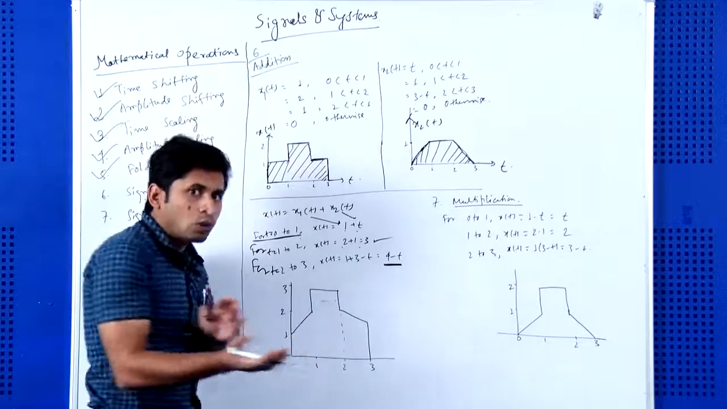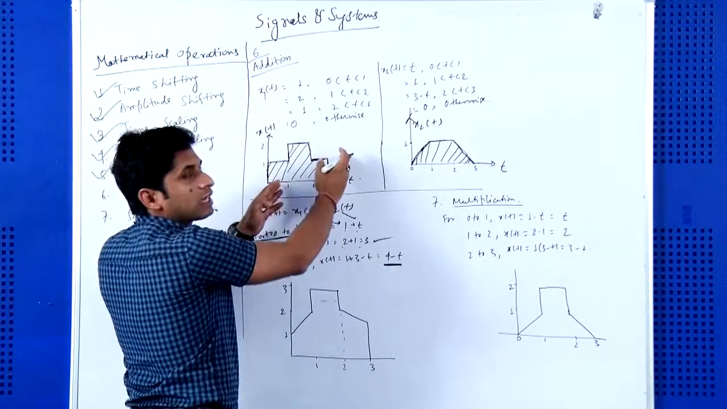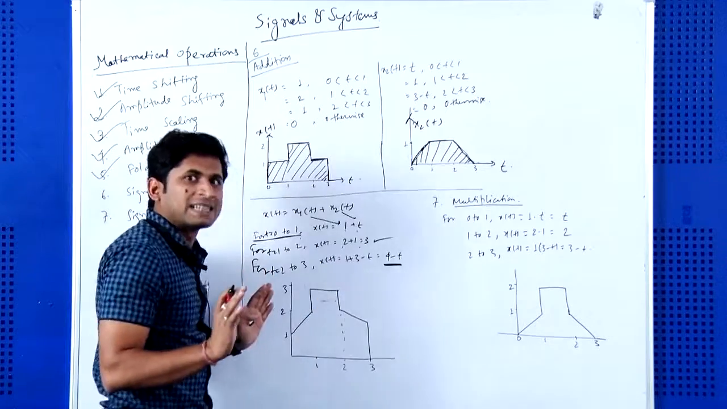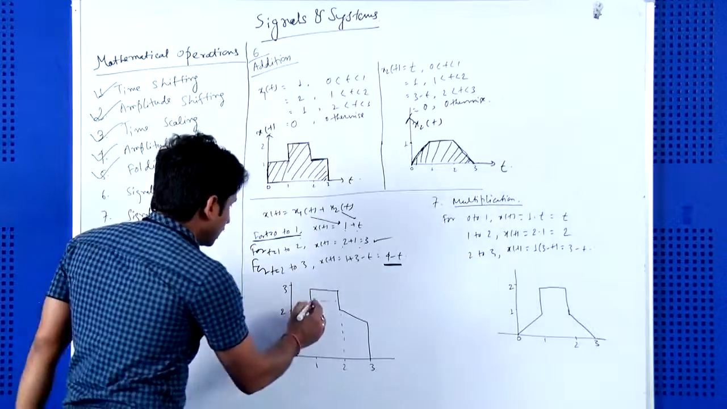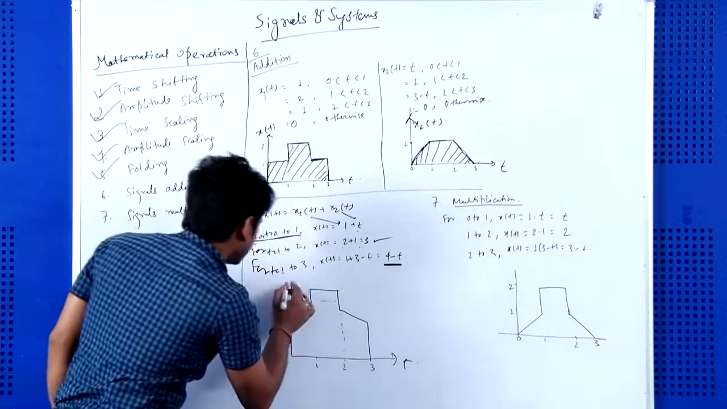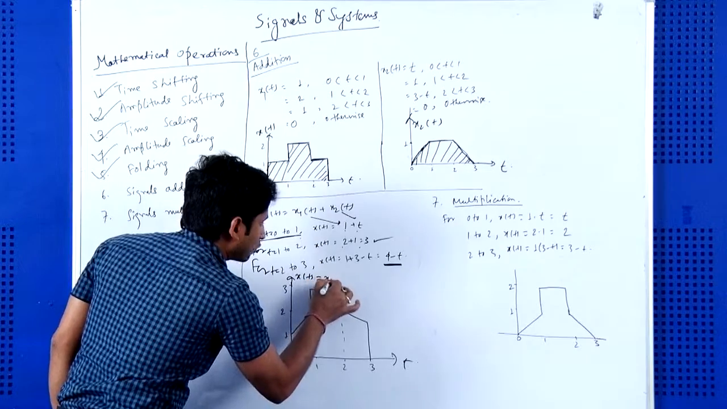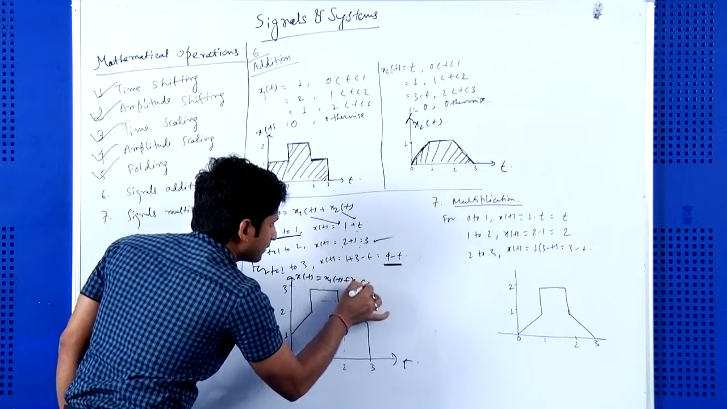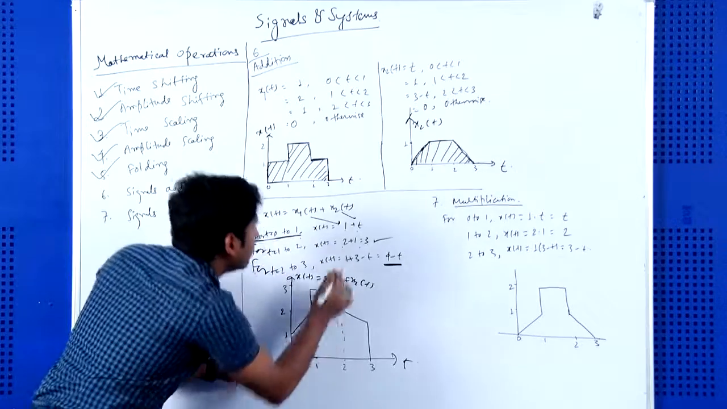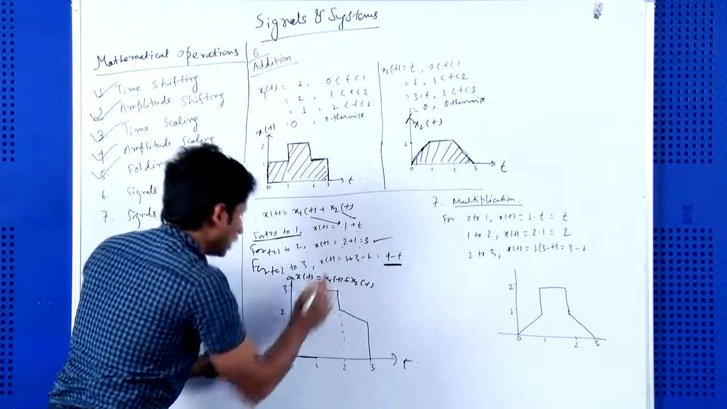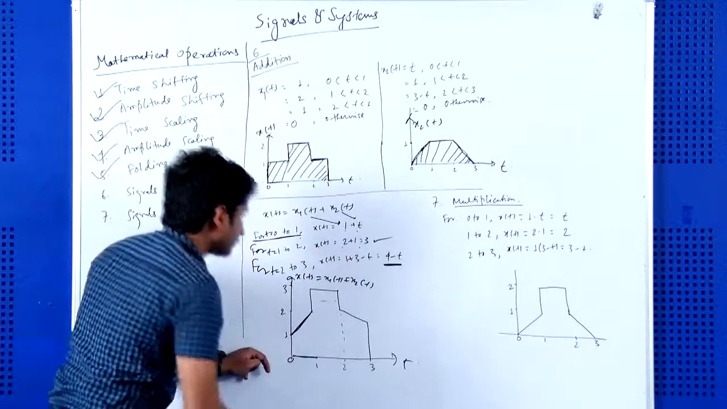Now I have to plot, similar to the given signals, the resultant signal, which is the addition of the two given signals. This axis is the time axis and this is x(t), where x(t) is x1(t) plus x2(t). In between 0 to 1, the value is equal to 1 plus t. This is the graph, 1 plus t.